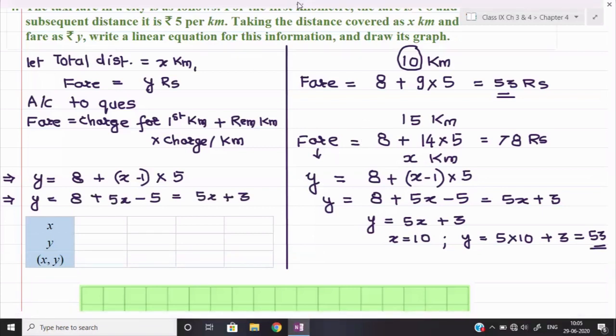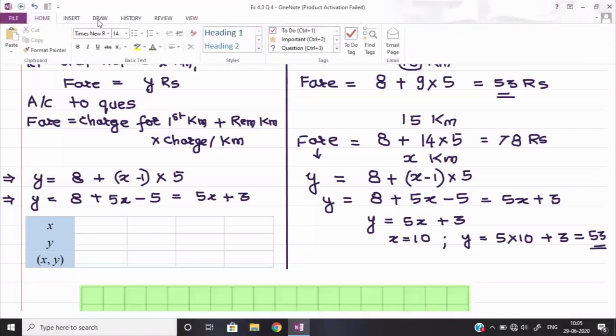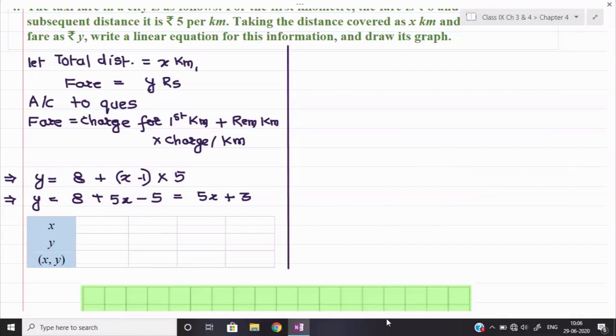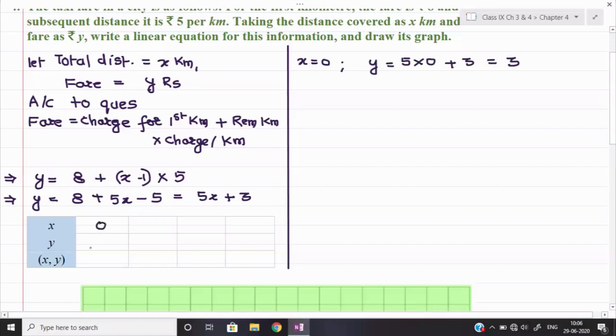Now we shall find out the coordinates. Before that, let me rub this one. Now let us see how we can find the coordinates. My equation is y is equal to 5x plus 3. First I will take the value of x equal to 0. Then the value of y will be 5 into 0 plus 3. 5 into 0 is 0 and 0 plus 3 becomes 3. So when x is equal to 0, the value of y is equal to 3, and hence my coordinate will be 0, 3.